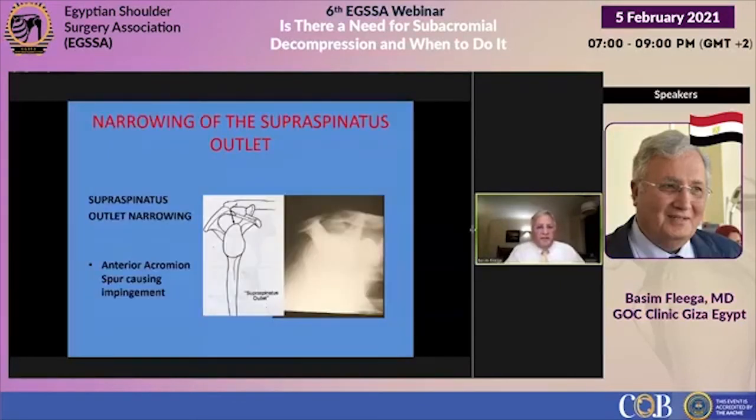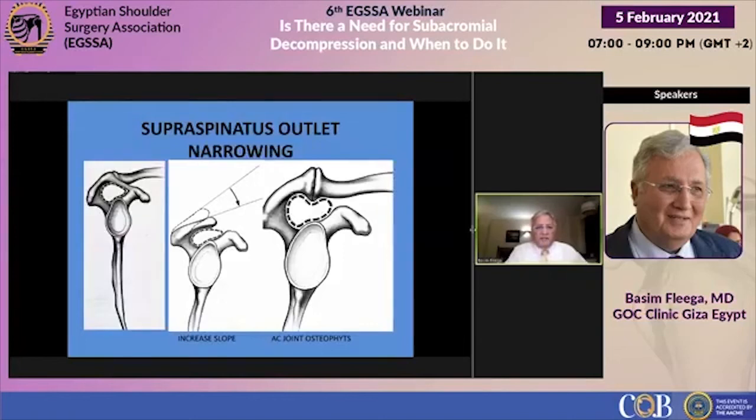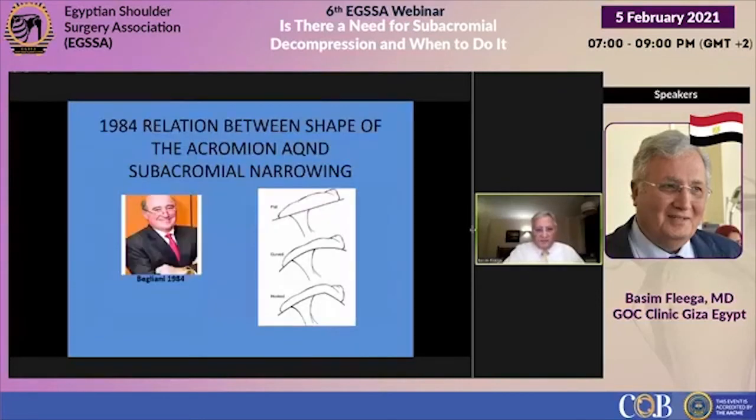The supraspinatus outlet narrowing is due to an anterior acromial spur causing impingement, as he stated. Supraspinatus outlet narrowing can also happen through increased slope of the acromion or AC joint osteophytes. In 1984, Bigliani presented a relation between the shape of the acromion and subacromial narrowing, and he divided it into three types: flat, curved, or hooked, with cuff tears mostly occurring in the hooked acromion.